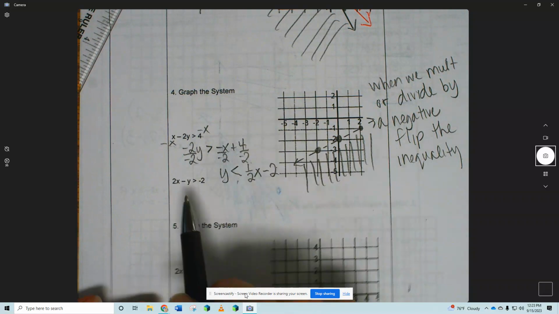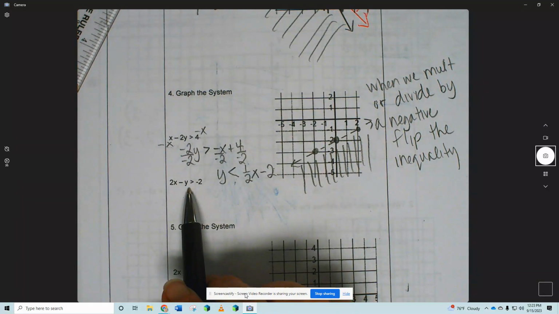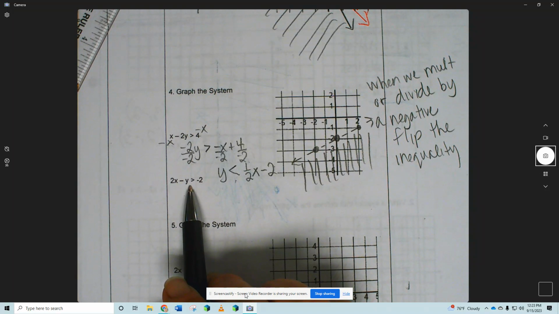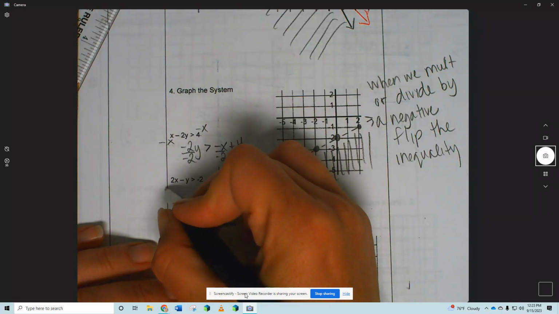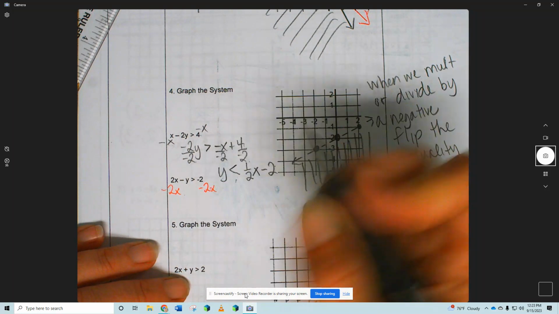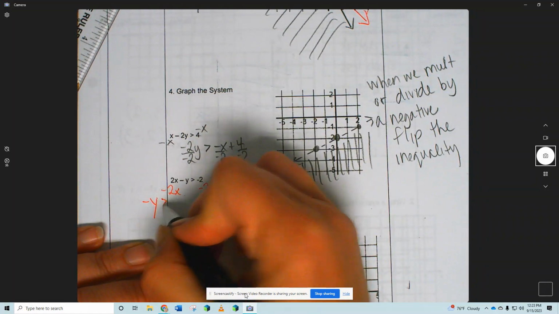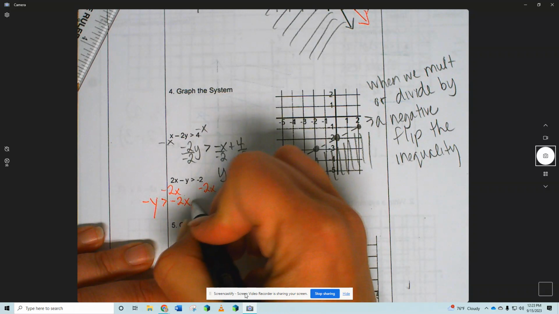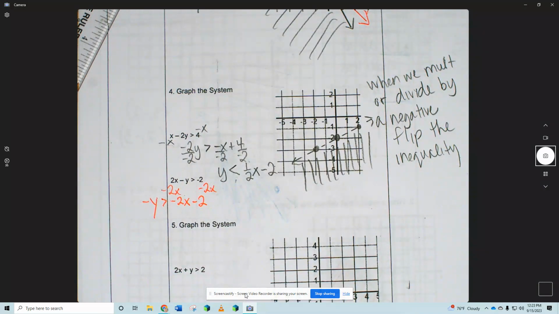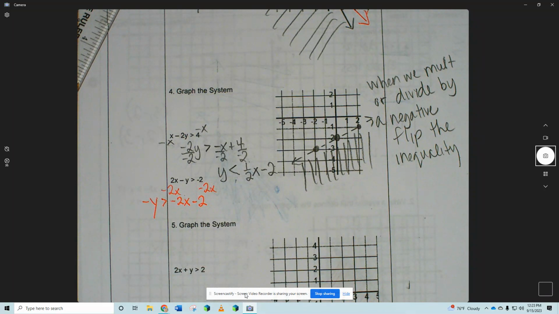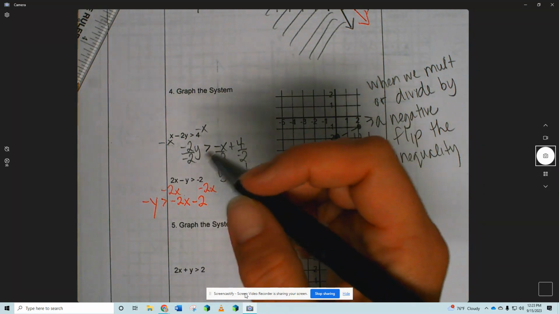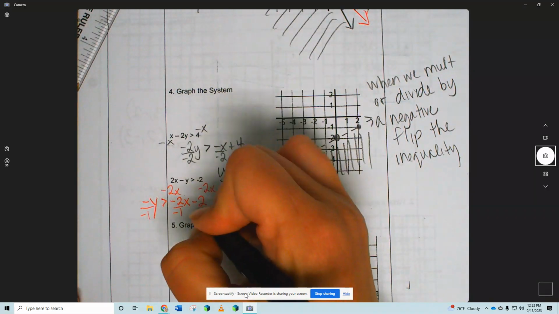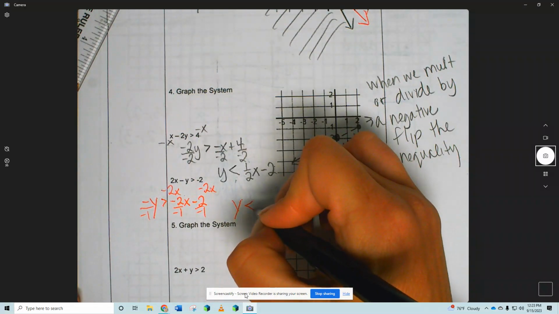Change this one to y equals mx plus b. Subtract the 2x. I'll do it all in red. There's still a negative in front of the y. Negative 2x minus 2. The negative sign that's in front of the y, you need to divide by -1. Flip the inequality. Y is less than.